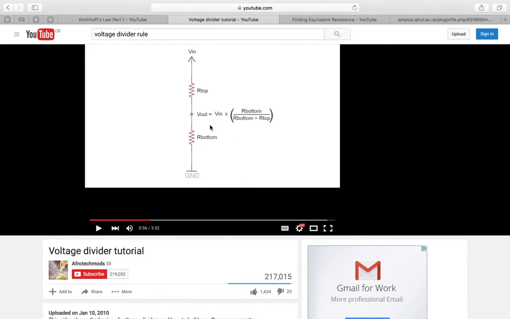And this is the general formula. So V out is equal to V in. The output voltage is given by the input voltage times the ratio between the bottom and the bottom plus the top. So just remember, memorize it, and you'll be fine.